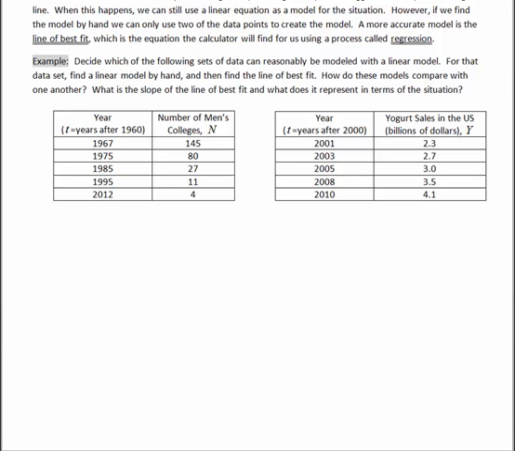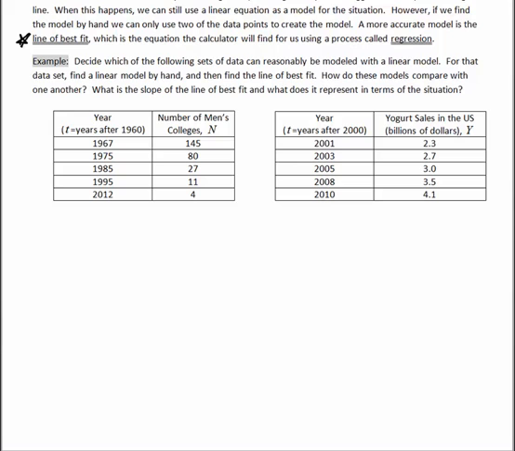There are times when data doesn't lie exactly on a straight line. And when that happens, we can still use a linear equation as a model if the pattern is basically linear. So the first thing we're going to do is look at our 2 sets of data here and figure out which one, if either, has data that is pretty much linear. Once we figure that out, we'll find what's called a line of best fit.